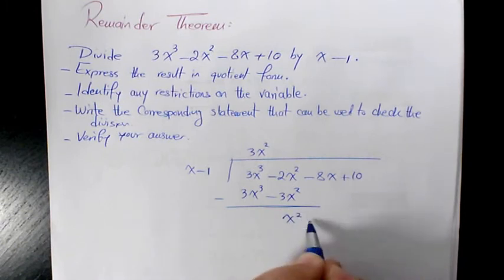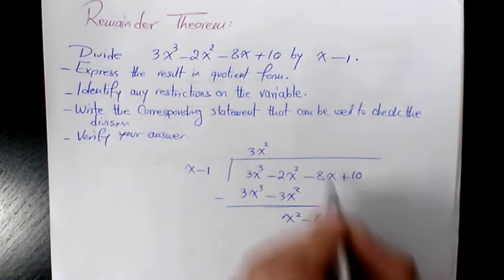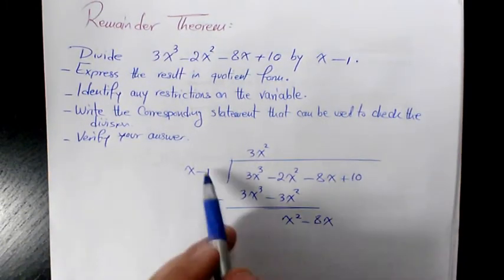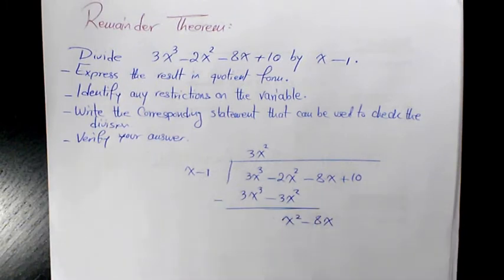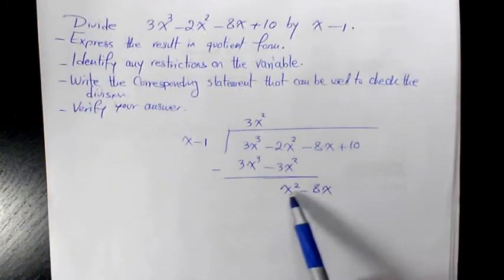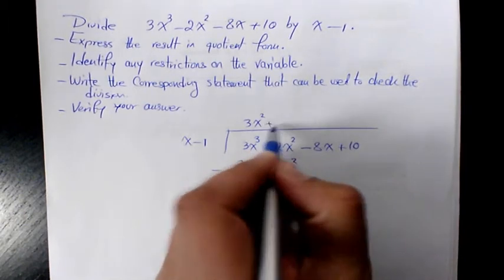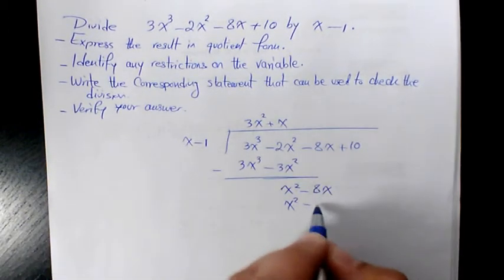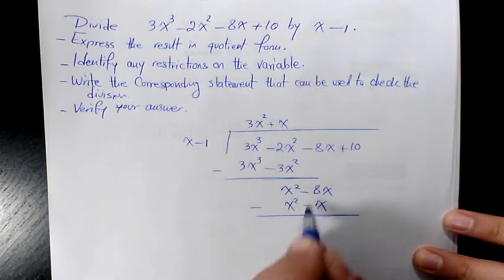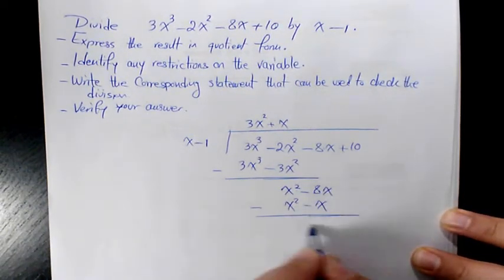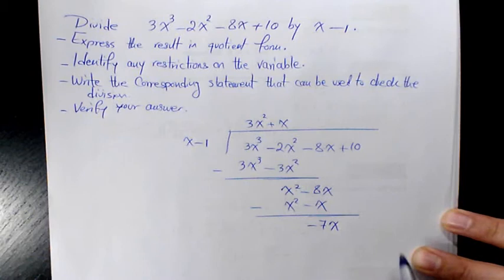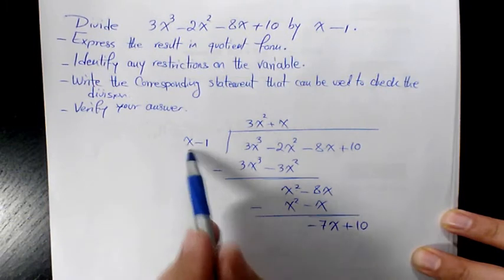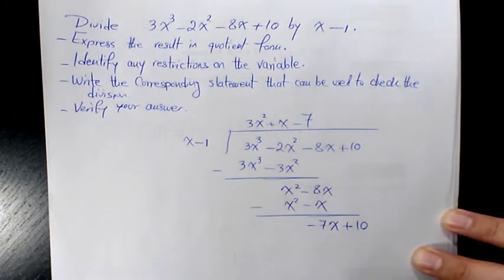That's going to be x squared minus 8x. We need to bring the next term down because we always need two terms here as well. So x squared divided by x is going to be just x. X times x, x squared. X times negative 1, negative x. Then you subtract it. These two cancel out and we have negative 7x plus 10. Then negative 7x divided by x is going to be negative 7.